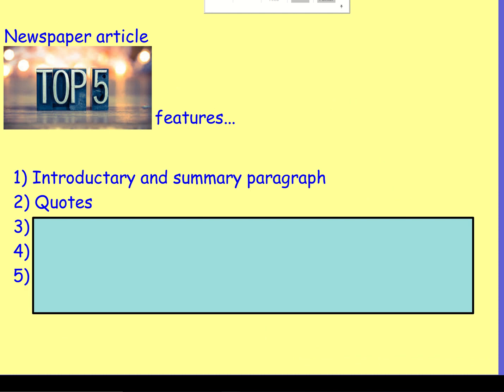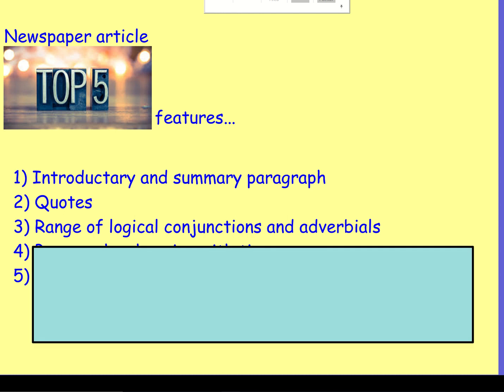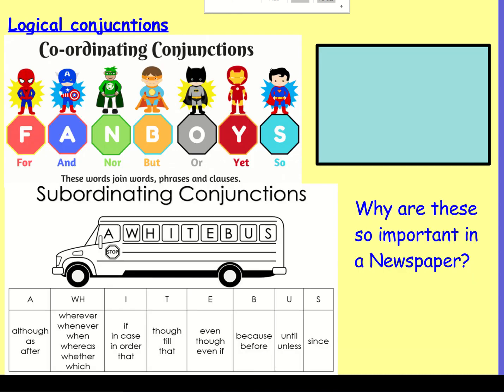Another top 5 feature is a range of logical conjunctions and adverbials. Now, that seems quite a wordy one, but we actually know what these are quite a lot. If I show you these for logical conjunctions, I'm sure it will all come flooding back. I have 2 different types of conjunctions: coordinating, which are my for, and, nor, but, or, yet, so with my fanboys, or subordinating conjunctions. We remember a white bus to help us with this. Now these aren't my only subordinating conjunctions, but there are a good chunk of them.